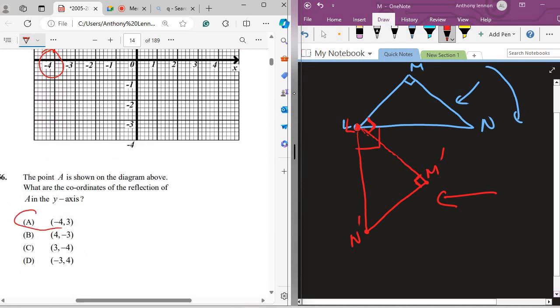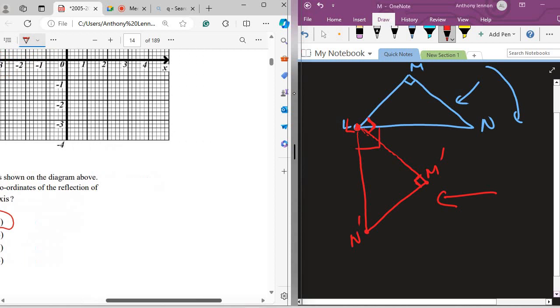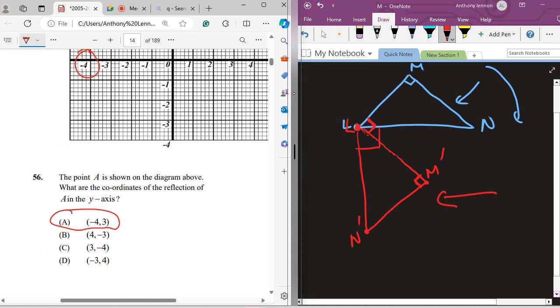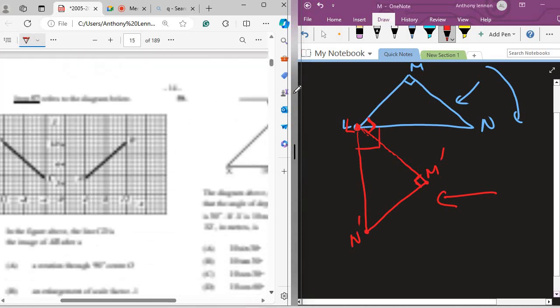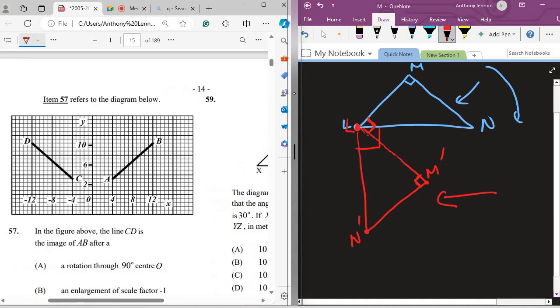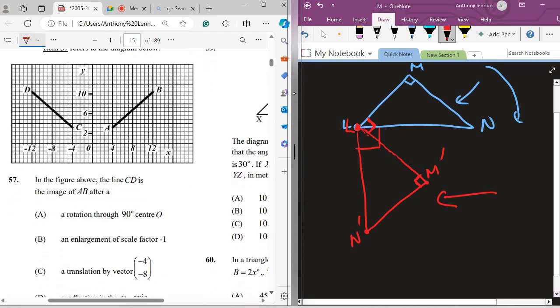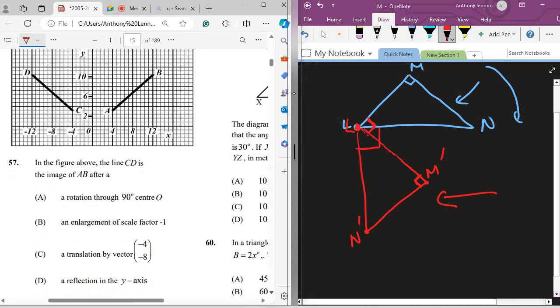-4, 3, that's A. Anybody else have that answer? Anyone else? Okay, all right, awesome. Yes, I have A. Okay, let's look at this one, guys. These ones are the easy ones, so we just want to move away quickly, right? 57, we have 3 more to go. All right, we're almost there.